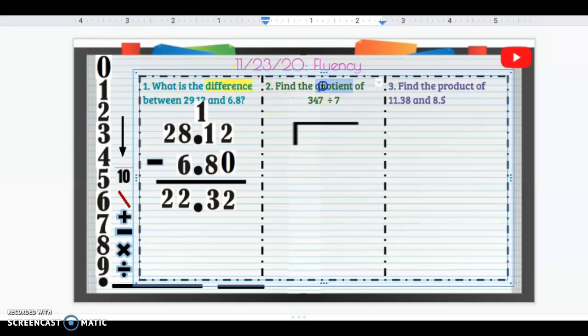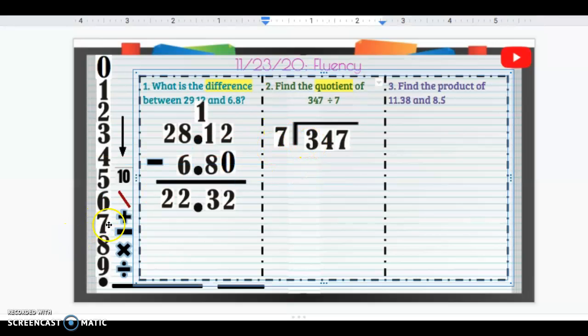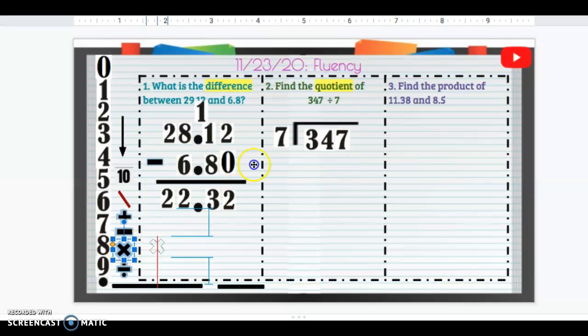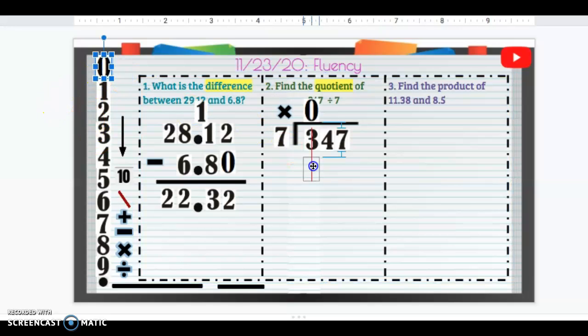Question says find the quotient. Quotient I know is the answer to a division problem, so I'm dividing. So my first step is to put 347 as my dividend on the inside. And then my next step is to put 7 as my divisor on the outside. And then I ask myself, how many times can 7 go into 3? So I put my times sign above my 7, and I say, how many times can 7 go into 3? 0 times, because 7 times 1 is 7, that's too big, so it would be 0. So I put a 0 up on top, and then I have to put a 0 below the 3.